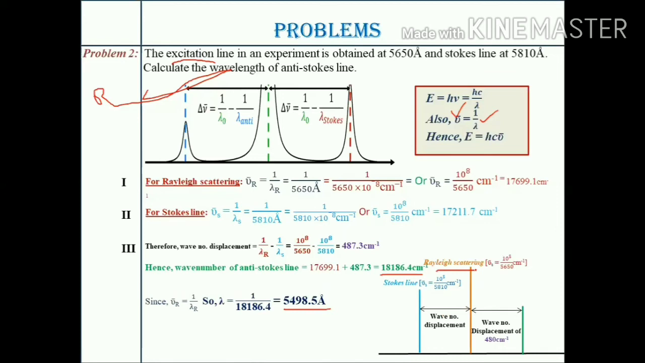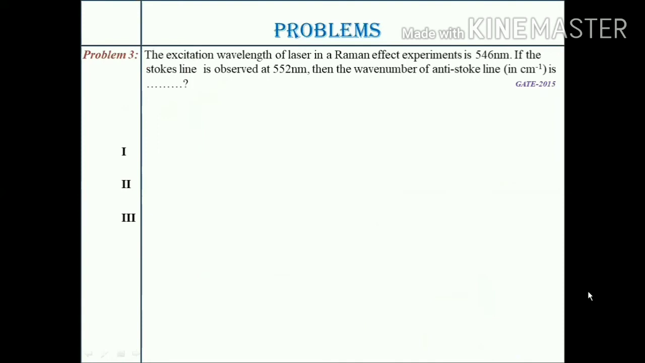This is one point. On the other hand, if you want to know the value of the anti-Stokes line, then you need to add the Raman shift to the Rayleigh scattering. This should be clear in your mind. Why? Because Stokes lie to the left. So let's say we take Rayleigh scattering as the origin. In that case, the Stokes line will be attained by subtracting the Raman shift value from the Rayleigh scattering. I hope now you will be able to solve any kind of problem like this. Let's move on to the next problem.